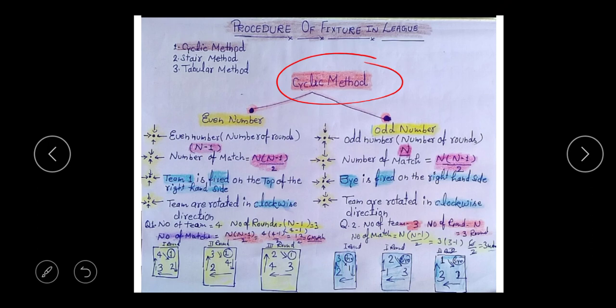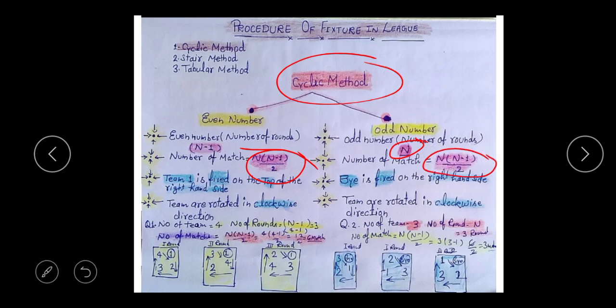For even number teams, n-1 is the number of rounds. Clear beta? राउंड के लिए क्या करेंगे, n-1 करेंगे. क्लियर? एंड ऑड नंबर टीम है तो n represents the total number of the teams. The number of matches, we use this formula, and both are similar, even number also and odd number also.